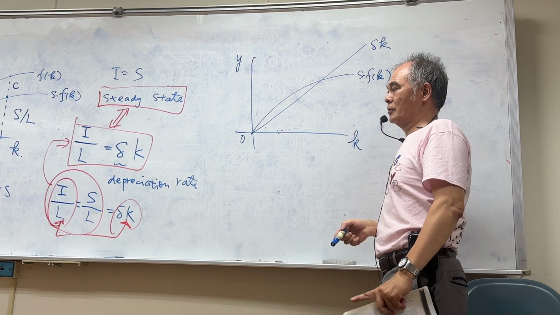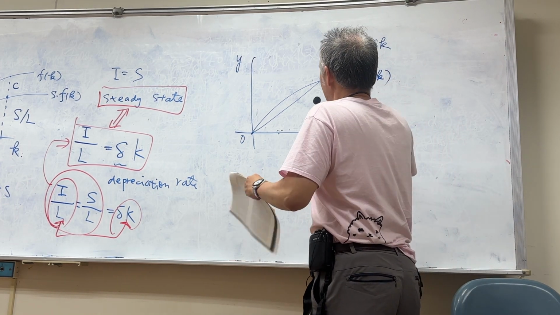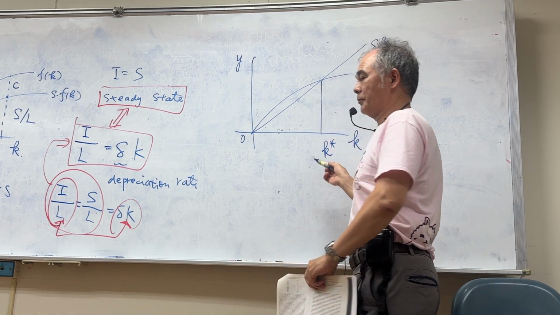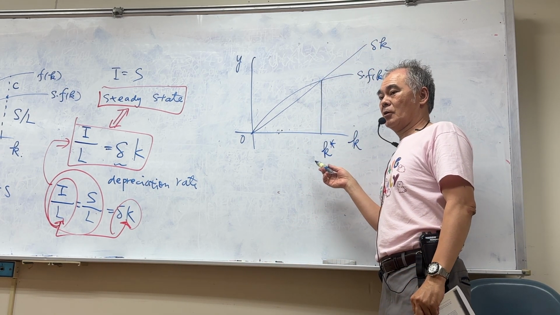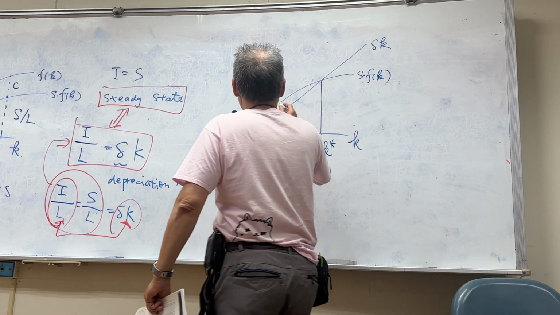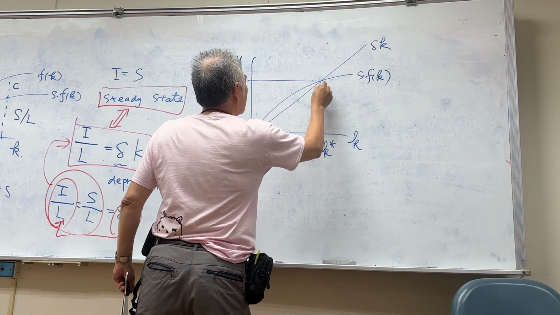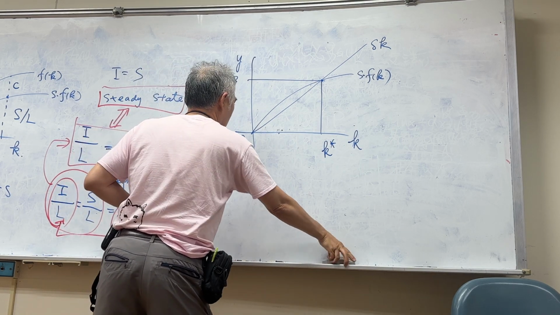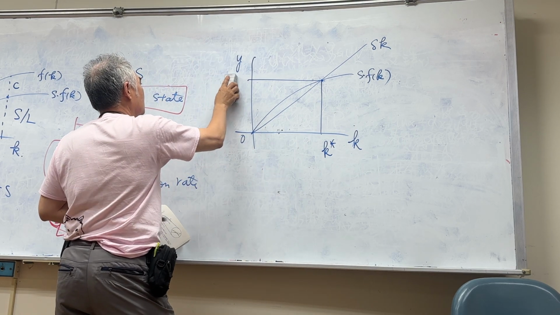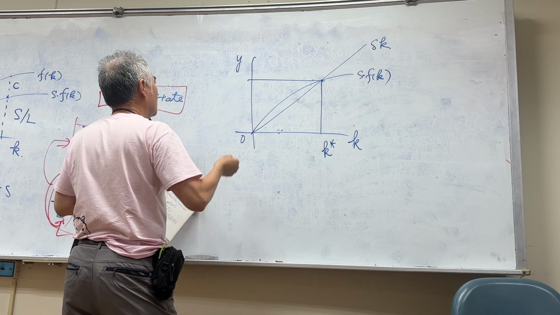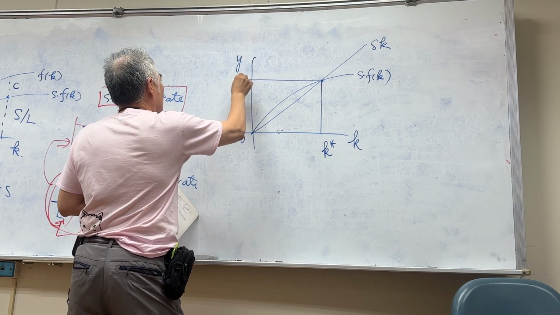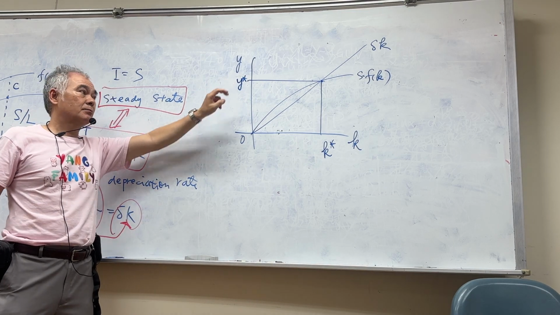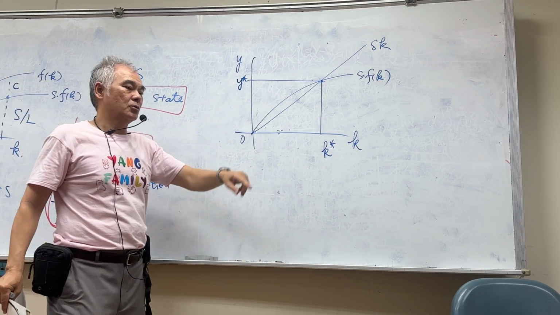Depreciation. And then from there, what do you get? K star. This is the optimal amount of capital per person. And this is the production level per person, or income per person. And this is the equilibrium.